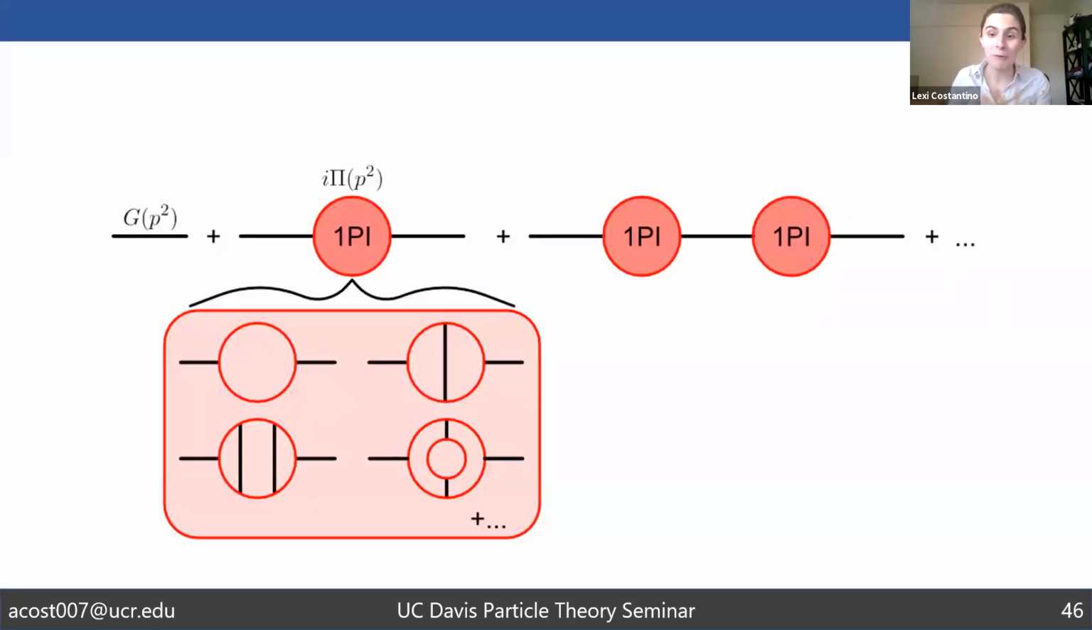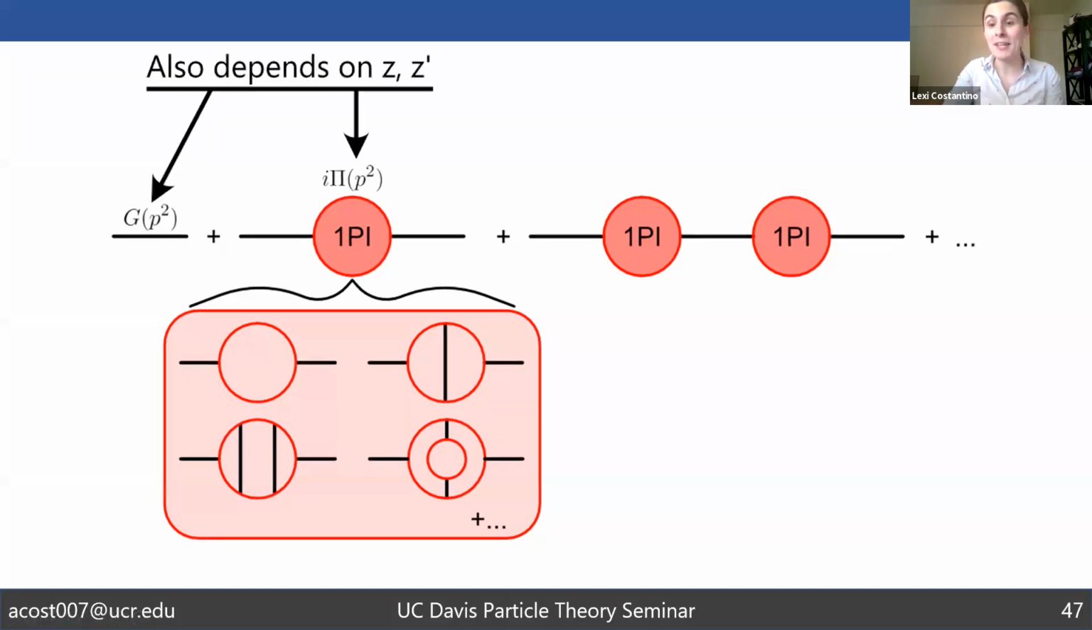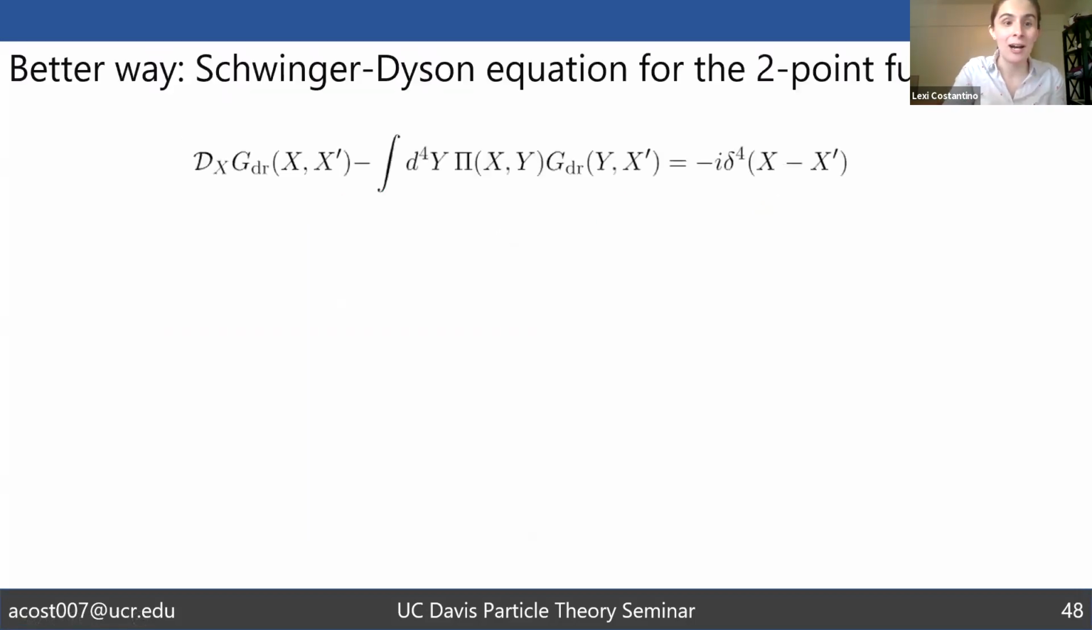So what you would think now, as I led you to believe and advertised, is that we are going to just write down all these 1PI diagrams that contribute to the self-energy, and we're just going to sum them up. But it turns out that this is also pretty difficult because the propagator and the self-energy both depend on z and z prime. And so there's a lot of position integrals to be done for all these terms. But fear not, there is an easier way, certainly.